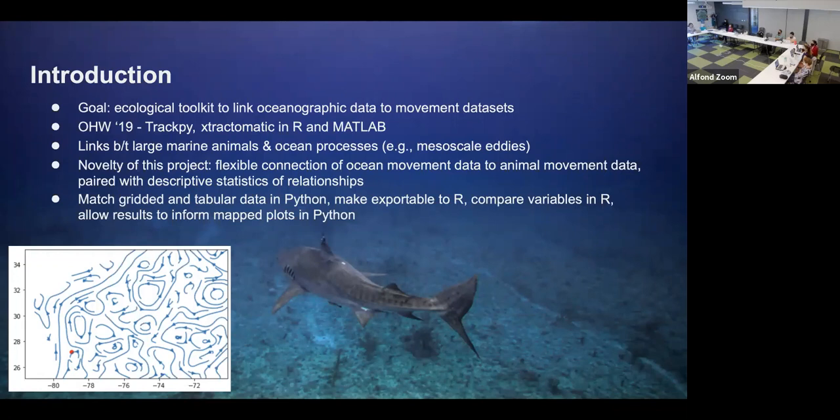The real novelty of this project that we did this past couple of days is that it provides a flexible connection between ocean movement data and animal movement data. It's also paired with descriptive statistics of relationships from these data. As an overview, it will match gridded and tabular data in Python and make these data exportable to R, then compare variables in R and allow results from the R function to inform our mapped plots in Python.